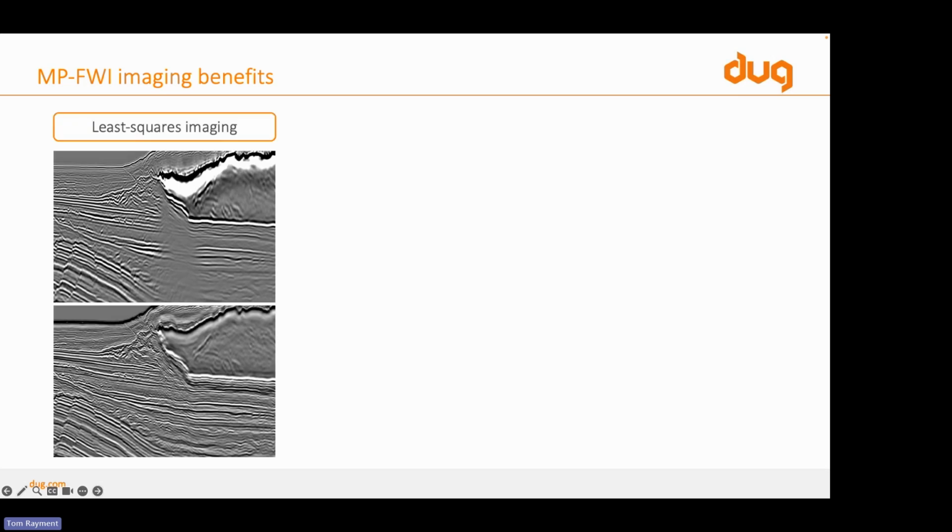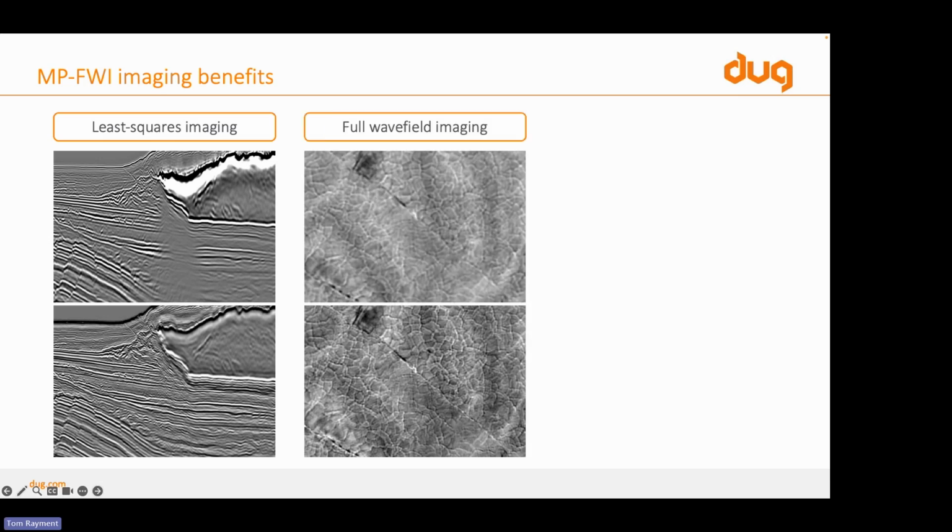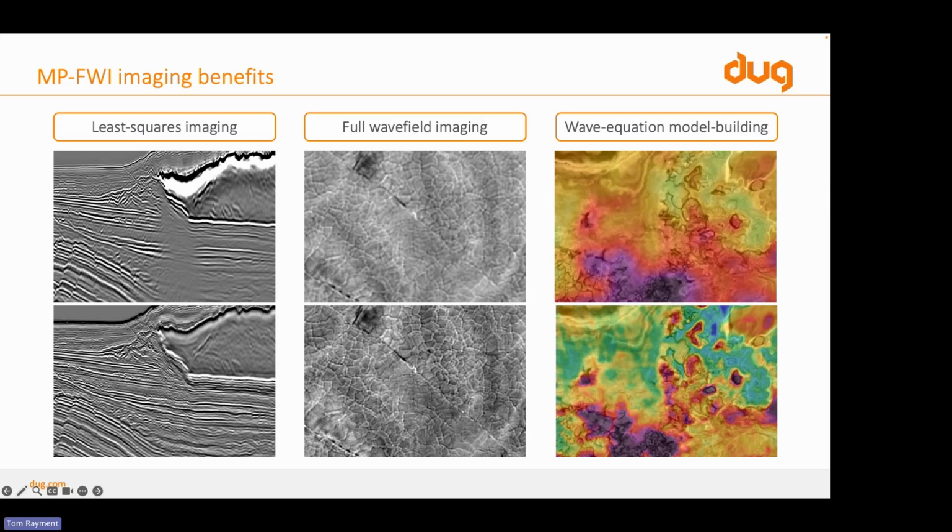And just to press home what those benefits are, it's a least squares imaging solution, which means it can resolve illumination issues and improve resolution. As I said, it's using the full wave field, naturally imaging with multiples. So there's a lot of extra information that we can use to interrogate the subsurface and provide much more detailed images.